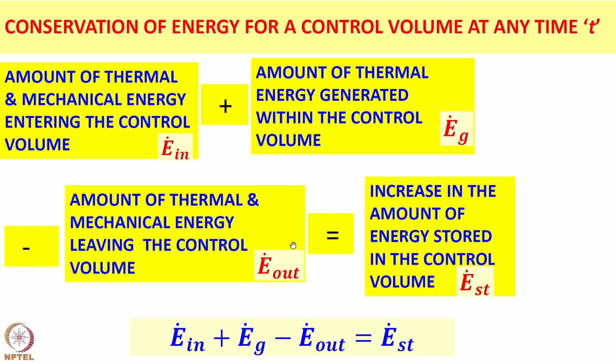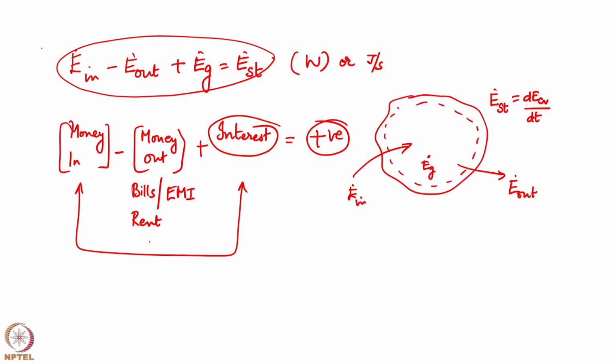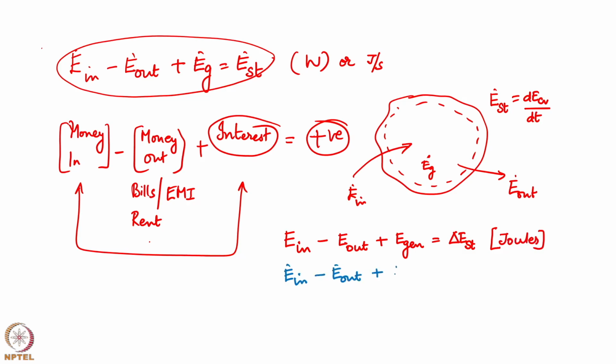These are rate equations. If I integrate this with respect to time, I would get total energy in minus total energy out plus total energy generated is equal to total energy change in the control volume, or delta E CV. So, this is in terms of joules and the other one is in terms of watts. Both are the same equation, except that one is a rate equation and the other is a total energy equation.